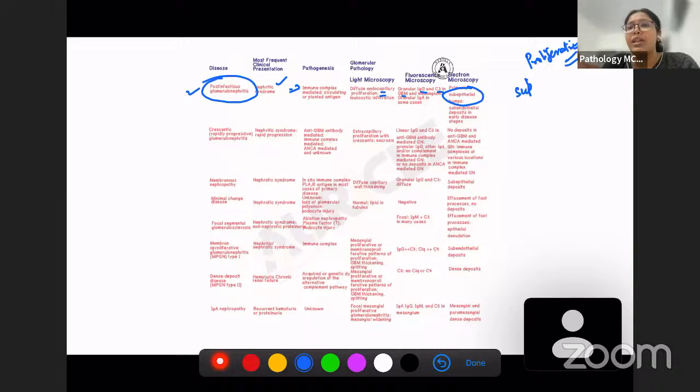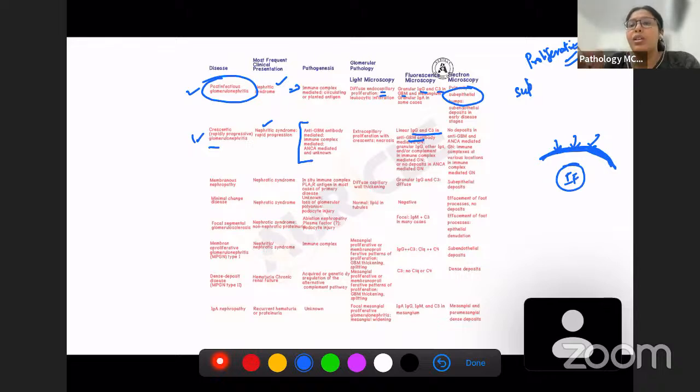The second type is crescentic glomerulonephritis or rapidly progressive glomerulonephritis. This is also associated with nephrotic syndrome. There are lots of causes for this. We have anti-GBM antibody, which I already discussed, antibodies against the glomerular basement membrane, and many other immune complex mediated diseases can be a cause for this. Linear deposits will be seen in the anti-GBM antibody disease. We know these are antibodies against the glomerular basement membrane, so the pattern is going to be linear deposits on immunofluorescence.